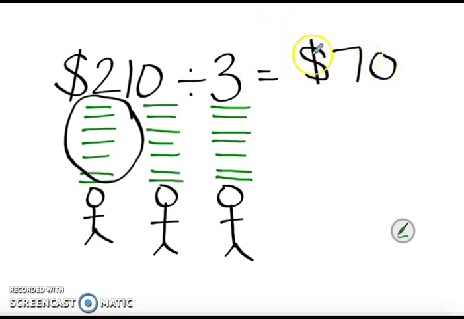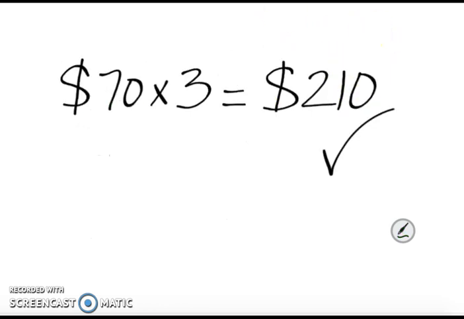Now let's double check. Okay, pause the video. Let's see if you remember how to double check. Okay, so we found out our answer was $70, so I took that times 3 since we divided by 3, and it turns out we did the math right. We got $210.